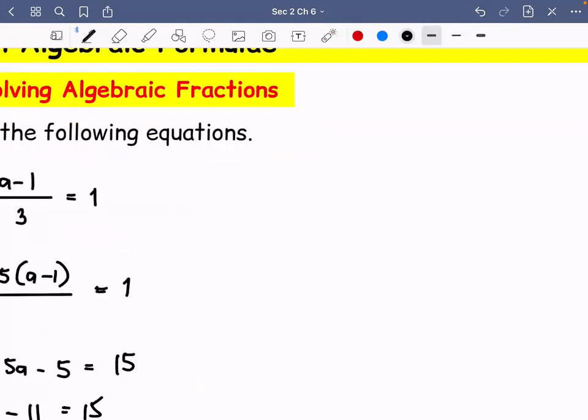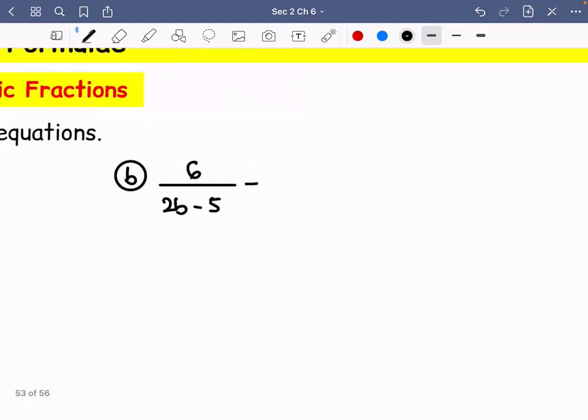Now letter B, we have 6 over 2b minus 5, and then minus 4 over b minus 3 equals 0. So again, we have this fraction here.